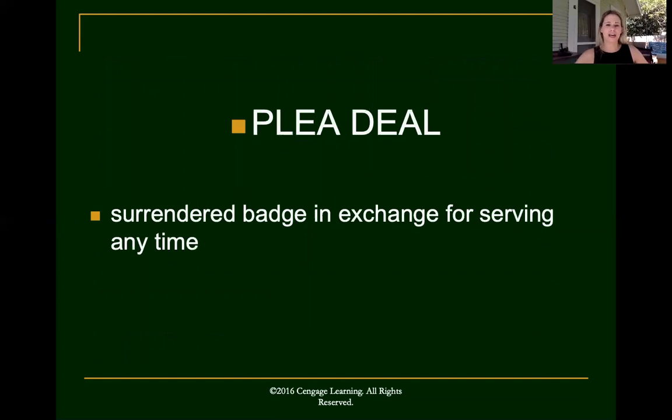Now, in exchange, there was a plea deal. He didn't face any civil damages or criminal damages. Rather, he surrendered his badge in exchange for serving any time, okay? Now, you may ask yourself, why didn't he get in trouble? Why didn't he serve any time? Why didn't he face any monetary damages? Well, let's dive into that and really explore what factors are considered in that.